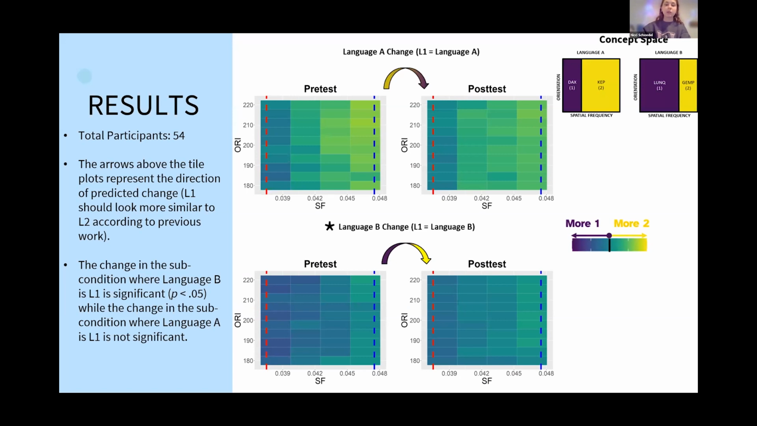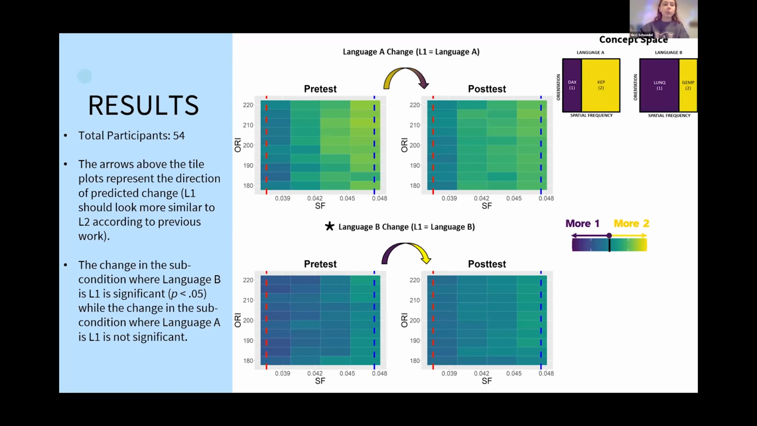Within the subcondition where language B is presented first, we would expect the exact opposite change. So we would expect the plot to appear more yellow as a result of learning language A second. Results within this subcondition showed a significant difference within L1 representation after learning the second category. And this is only where the broader category was presented first. So language B was presented first.